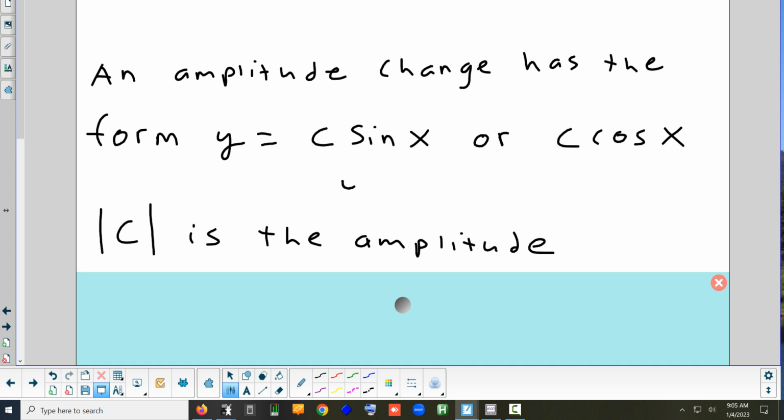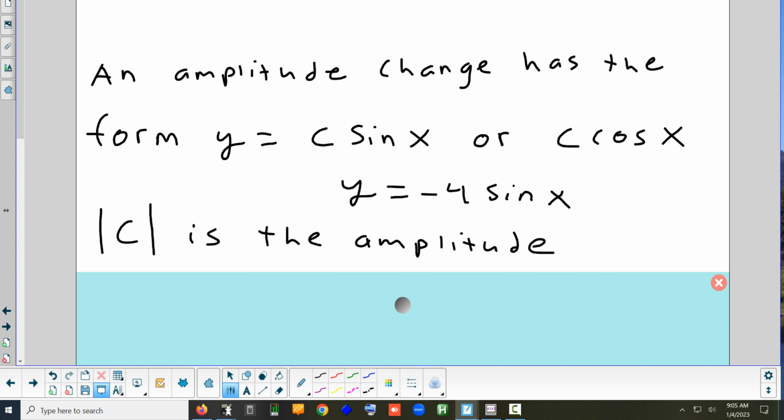Now, if I did something like this, I'm not saying that the negative isn't important. If you're going to graph it, the negative does something very important to the graph. But if all I wanted to know was the amplitude of this function, it is 4. The amplitude of this function is also 4. The negative has no effect on the amplitude.